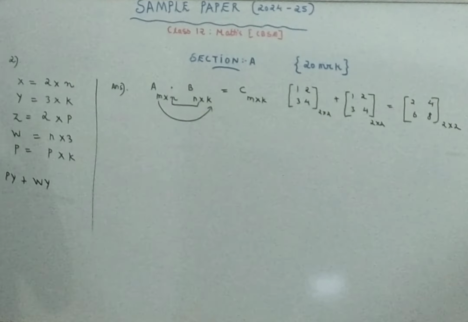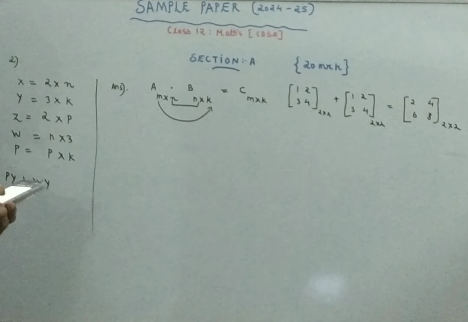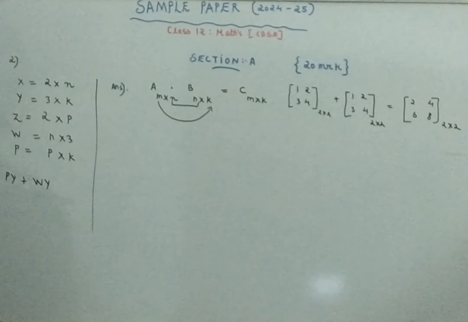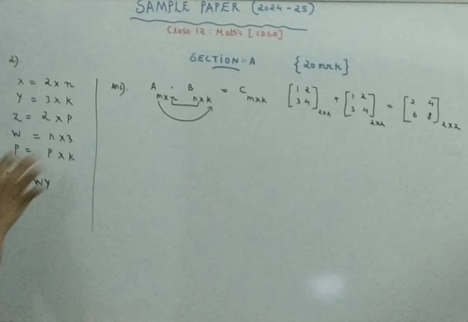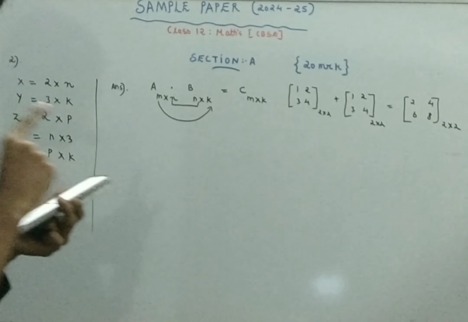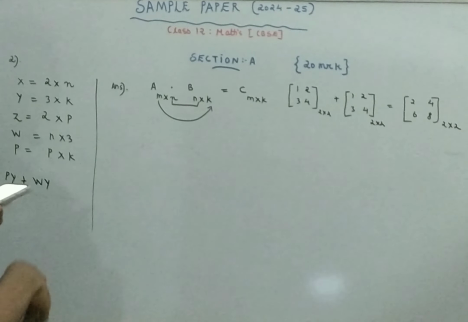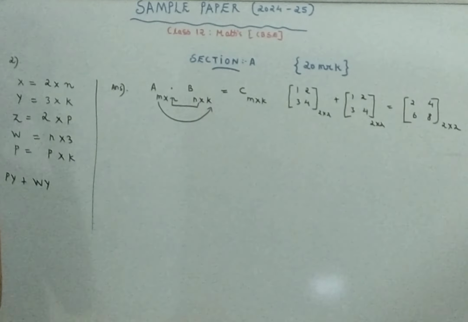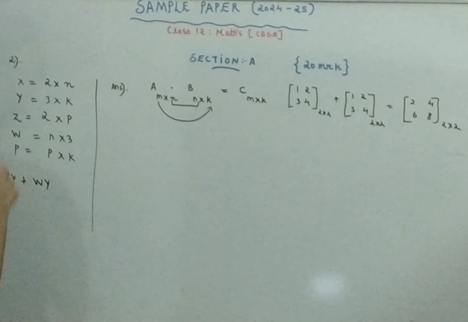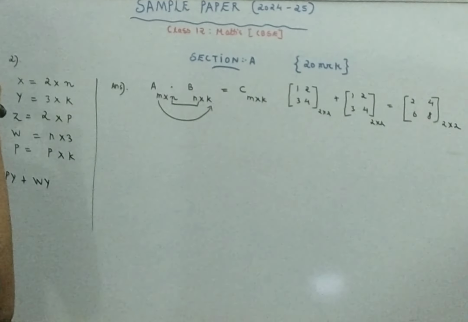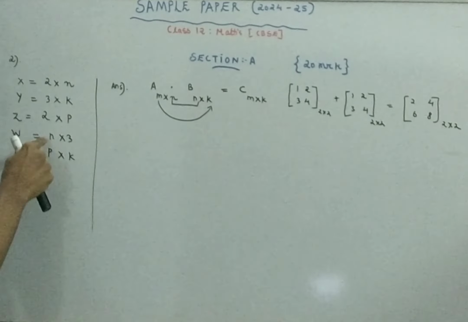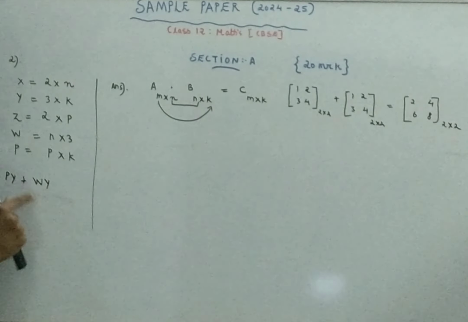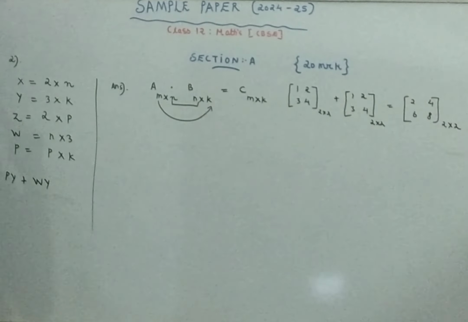So now let's move on to our second question. In the question it says, assume X, Y, Z, W and P are matrices of the order 2 cross n, 3 cross k, 2 cross p, n cross 3 and p cross k respectively. Then the restrictions on n, k and p so that PY plus WY will be defined are. So here a few matrices are given, X, Y, Z, W and P, and the order of the matrices are given. Now we need to find the values of n, k and p such that the values should agree with this condition given to you.